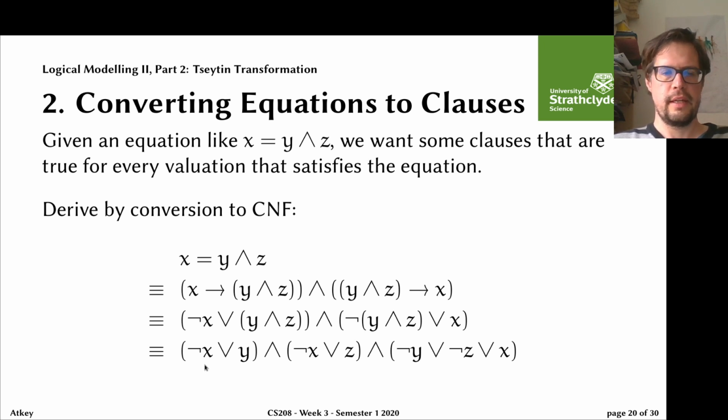And then down here we multiply out the brackets to push this or underneath this and. So we get not x or y and not x or z, and then we use De Morgan here to push this not under this and, so it flips the and to an or, so we get not y or not z or x. And so this set of clauses here are satisfied exactly when x is equal to y and z. And you can work this out by doing a truth table as well.